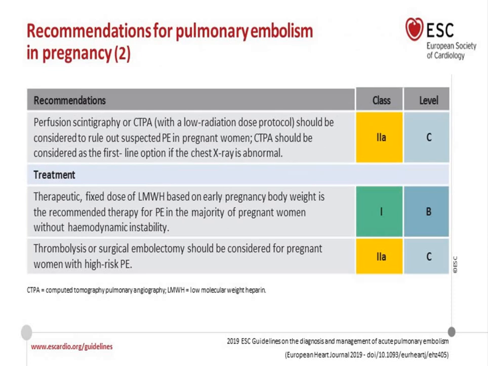Recommendations for pulmonary embolism in pregnancy. Acute pulmonary embolism remains one of the leading causes of maternal death in high-income countries. Low molecular weight heparin is the treatment of choice for pulmonary embolism during pregnancy. In contrast to VKA and NOACs, low molecular weight heparin does not cross the placenta and consequently does not confer a risk of fetal hemorrhage or teratogenicity.